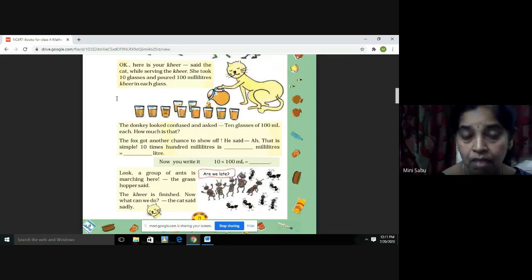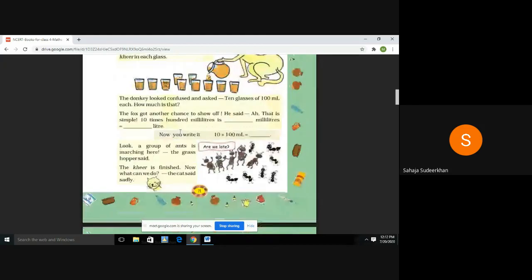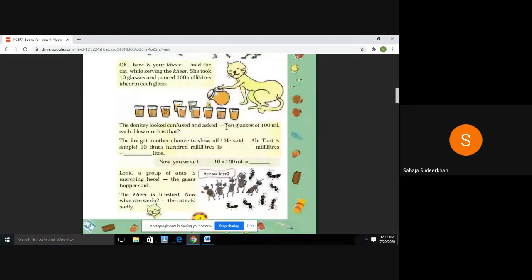That means 1 liter. The donkey looked confused and asked. Donkey has a confusion. He could not understand anything of what this Billy Mousy is doing. 10 glasses of 100 ml each. What does it mean? How much is that? His brain is not at all working. The donkey gave the fox another chance to tease.